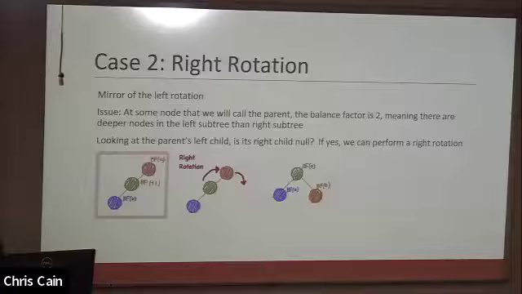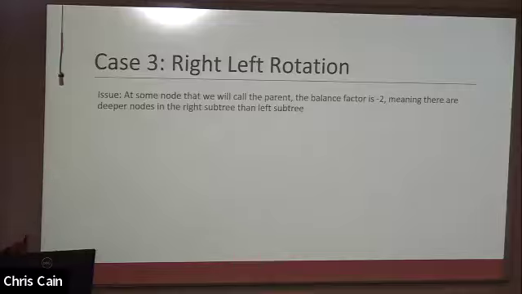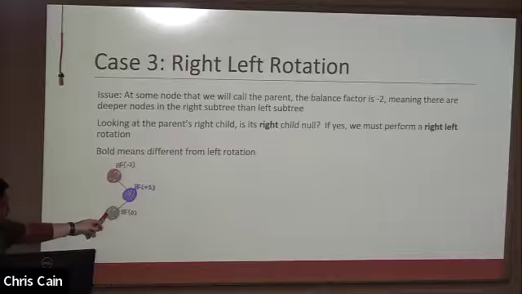Right. The slightly harder cases, they're only slightly harder. So we'll start with a right-left rotation. So the identification of a right-left rotation, we again see the balance factor as -2. So deeper nodes in the right subtree than the left subtree. So we now look at the parent's right child and look for its right child being null instead of left. I've bolded everything that is different. So different from a left rotation. This would be a left rotation if green were blue's right child instead of left child.